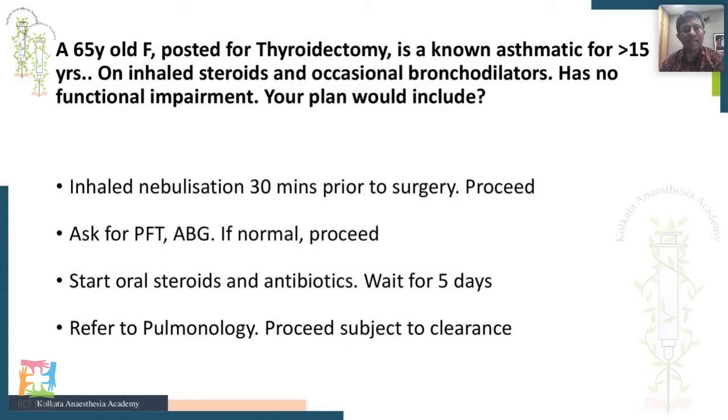Would it be just inhaled nebulization 30 minutes prior to surgery and proceed, or would you ask for a PFT and an ABG and, if normal, then proceed? Start her on oral steroids and antibiotics, wait for 5 days and then take her up for thyroidectomy? Or would you refer her to a pulmonologist and proceed subject to clearance from the pulmonology consultant? What would you do in this scenario?